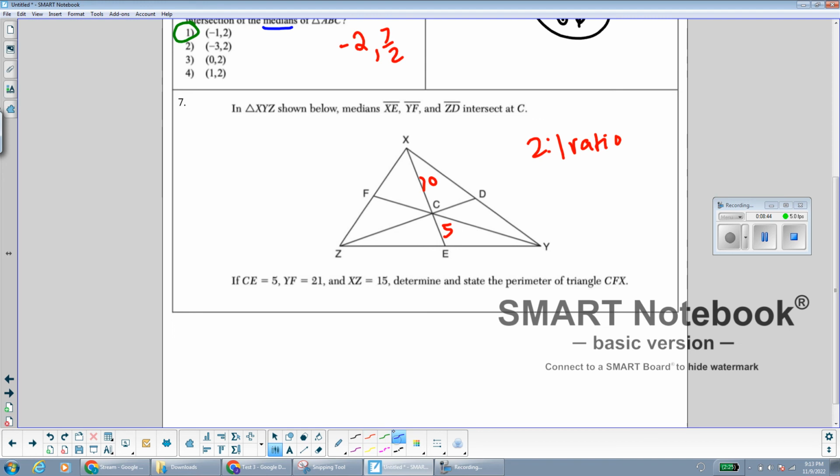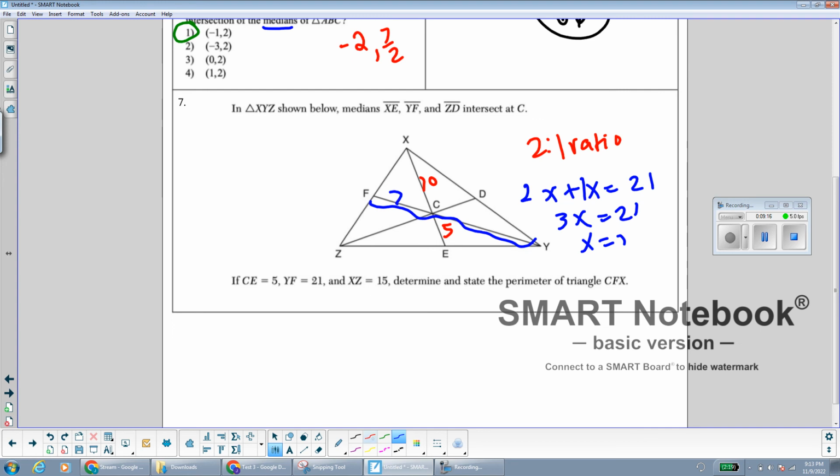YF is 21. So YF is this whole median here. We know the whole median is 21. Here's the two part of the ratio, and here's the one part of the ratio. So the two part of the ratio plus the one part of the ratio together makes 21. So we have 3x is equal to 21. X equals 7. So the shorter part, the one part of the ratio, would be 7.